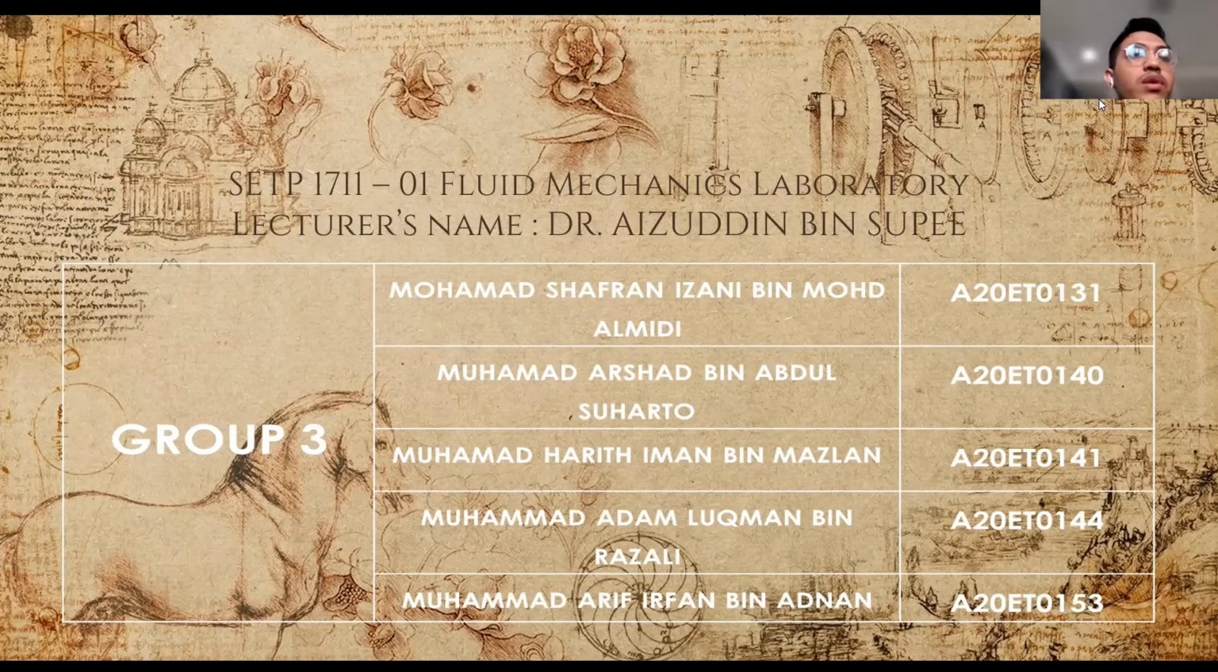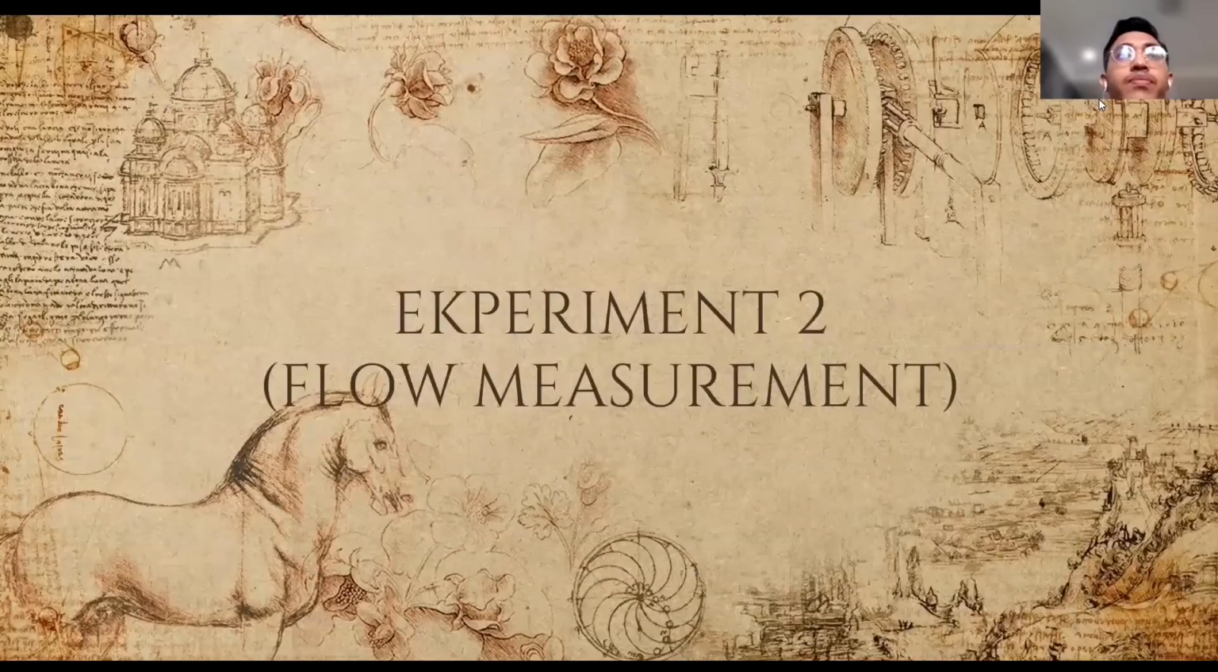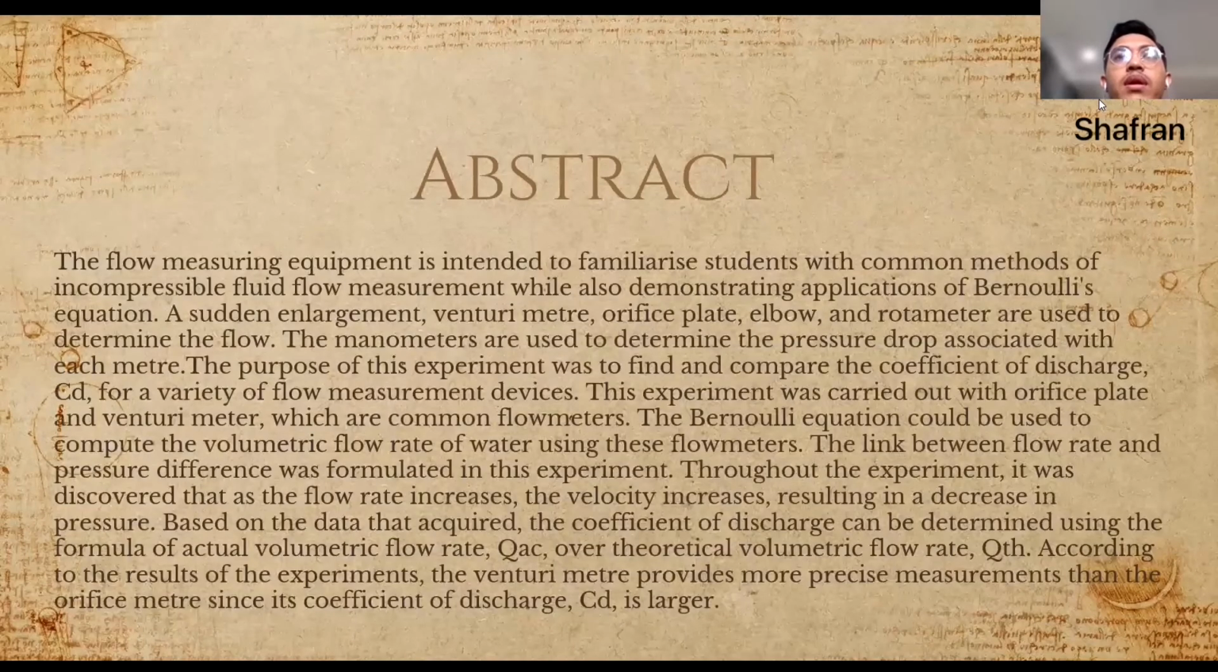Today we're going to present our lab report, which is Experiment 2, the flow measurement. First of all, for the abstract, the flow measuring equipment is intended to familiarize students with common methods of incompressible fluid flow measurement, while also demonstrating application of the Bernoulli equation. A sudden enlargement, venturimeter, orifice plate, elbow, and rotameter are used to determine the flow. The manometers are used to determine the pressure drop associated with each meter.